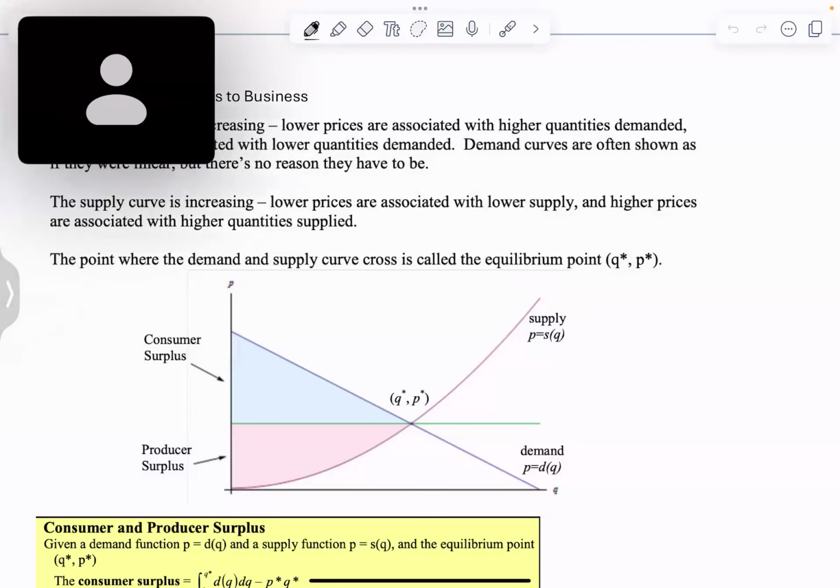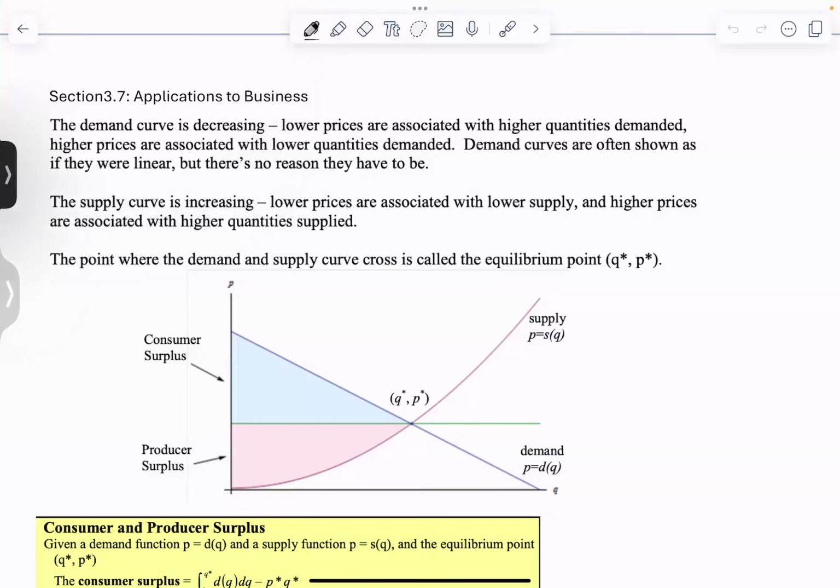We are going to some applications using the integral. And I want to start with, we're at section 3.7 here. We have a demand curve and a supply curve, and they're not always straight lines. You can see in the picture here, they're nice, pretty curves. And I want to interpret this graph for us.